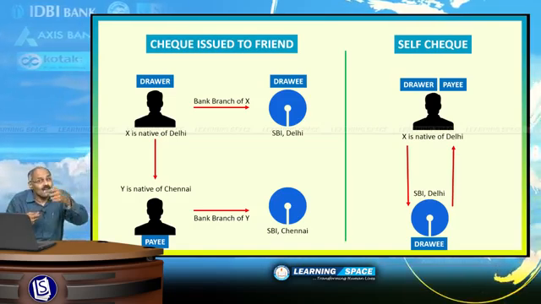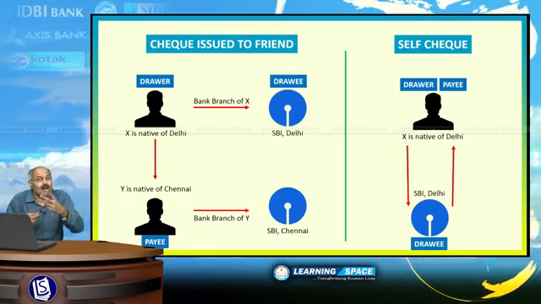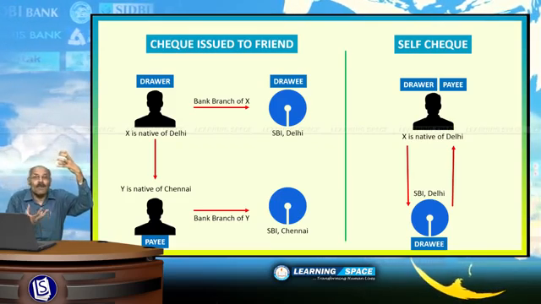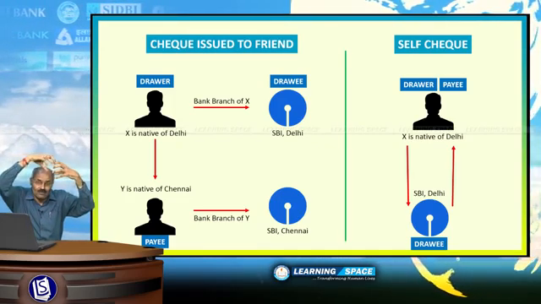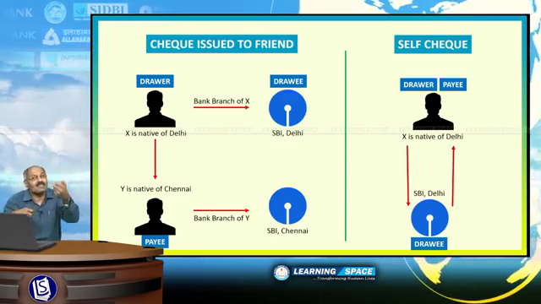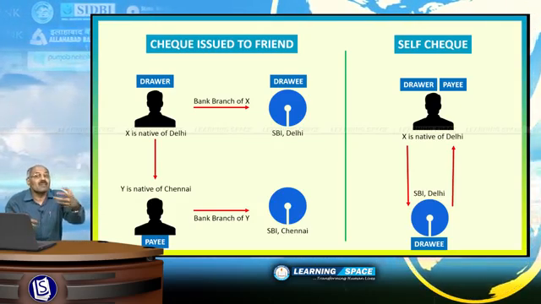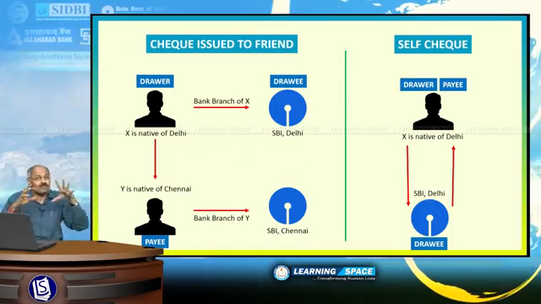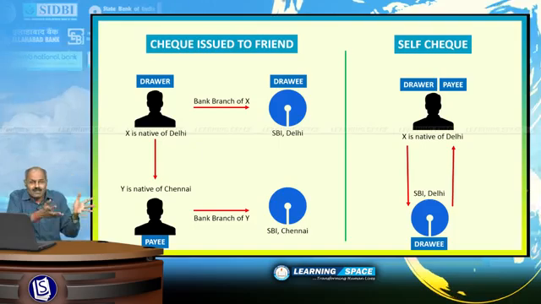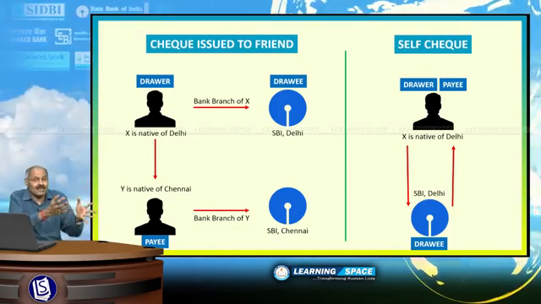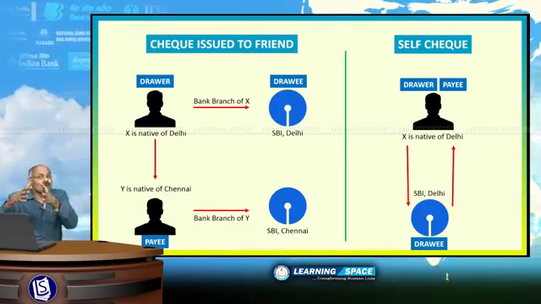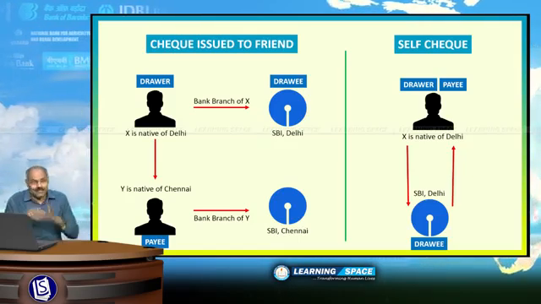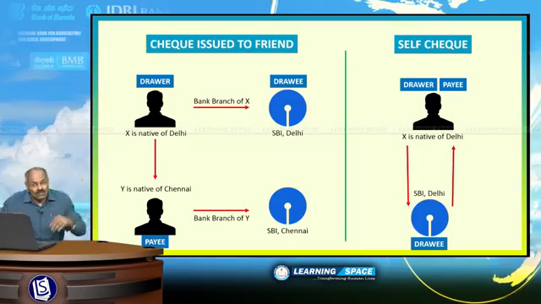So, when the self check is presented, there are only two parties, drawer and drawee, and the payee will be the drawer himself. When you are presenting a self check to the bank, you will be drawer and payee and the bank will be the drawee, please do not forget. So, three parties are involved when the check is presented to a third party, and when the self check is presented to the bank, it involves only two parties. This is the main difference, please do not forget.